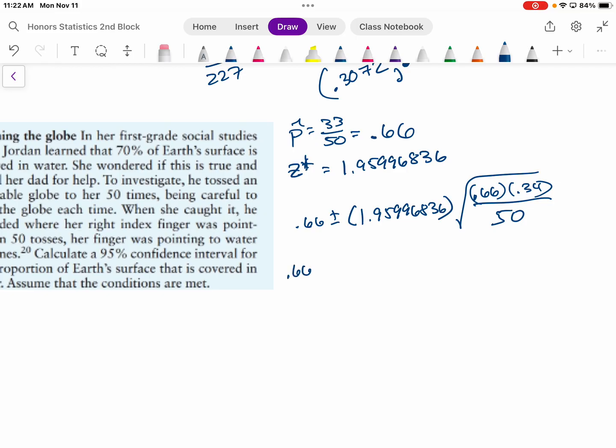So 0.66 plus or minus 1.95996836 times 0.0698856208. I'm now going to hit times 1.95996836. So this is 0.66 plus or minus point... Did I have happy fingers? Did anybody get that same answer? Out of curiosity. Sometimes my fat fingers hit different things.